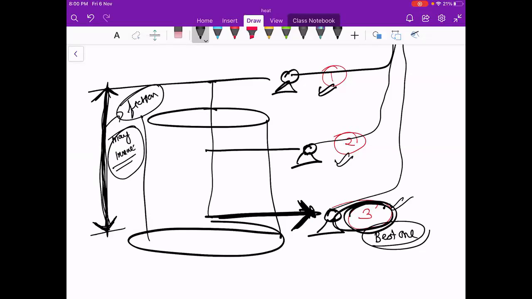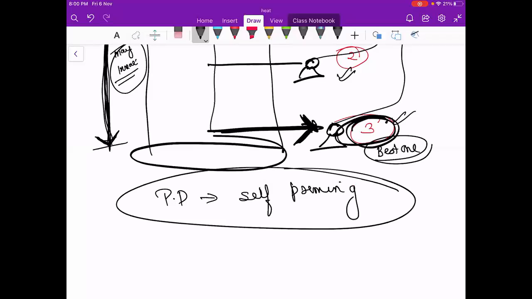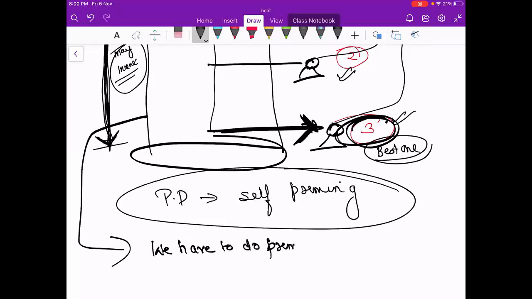Positive displacement pumps are self priming. You can remember this: in a positive displacement pump there is no problem of priming. But in a centrifugal pump we have to do priming. PD pump being self priming is a positive thing for it, and that is a negative thing for the centrifugal pump.